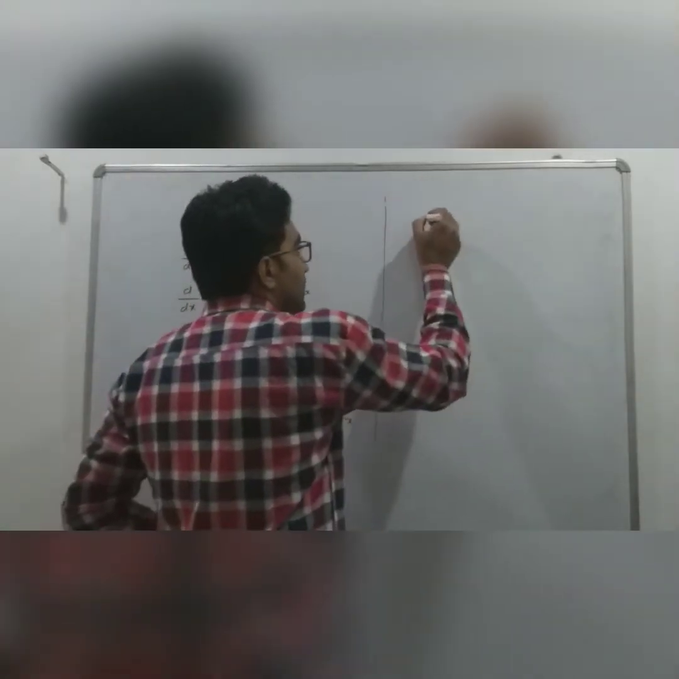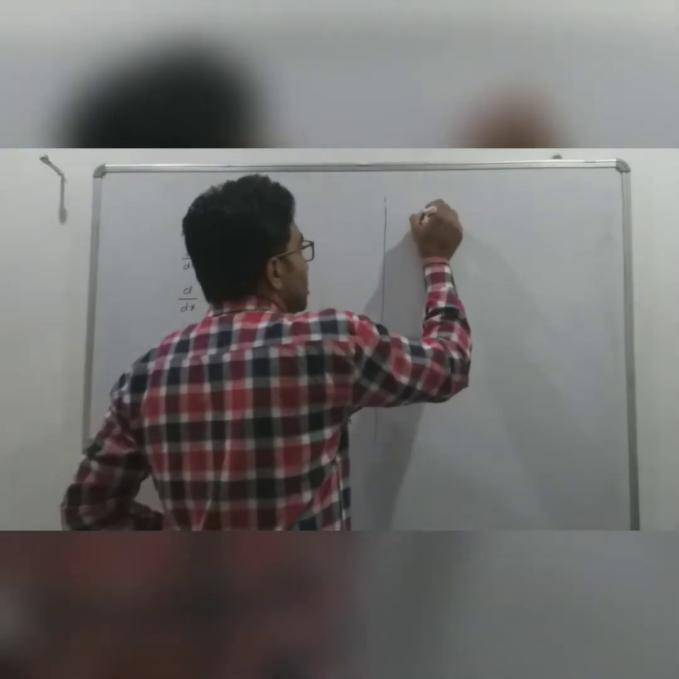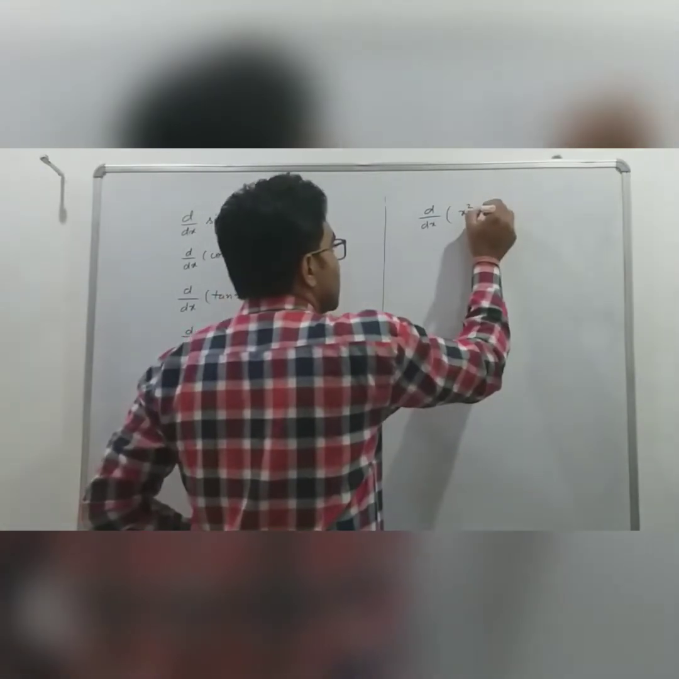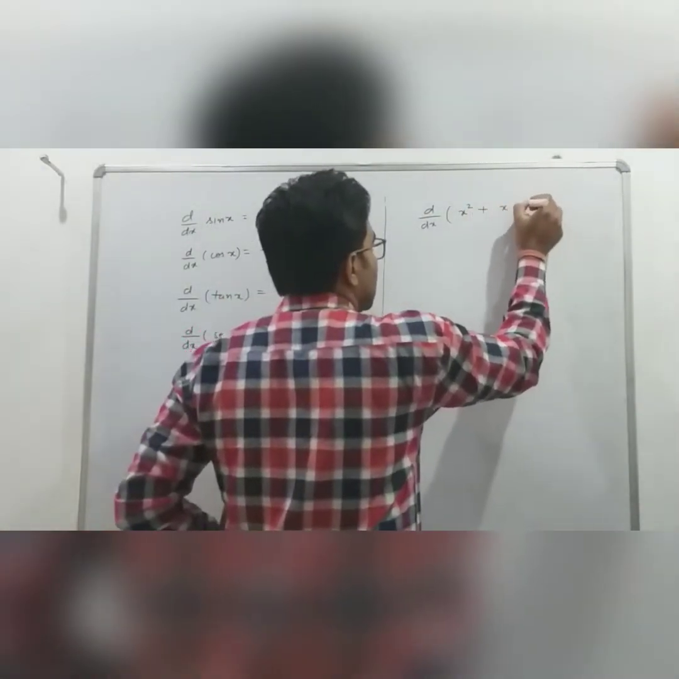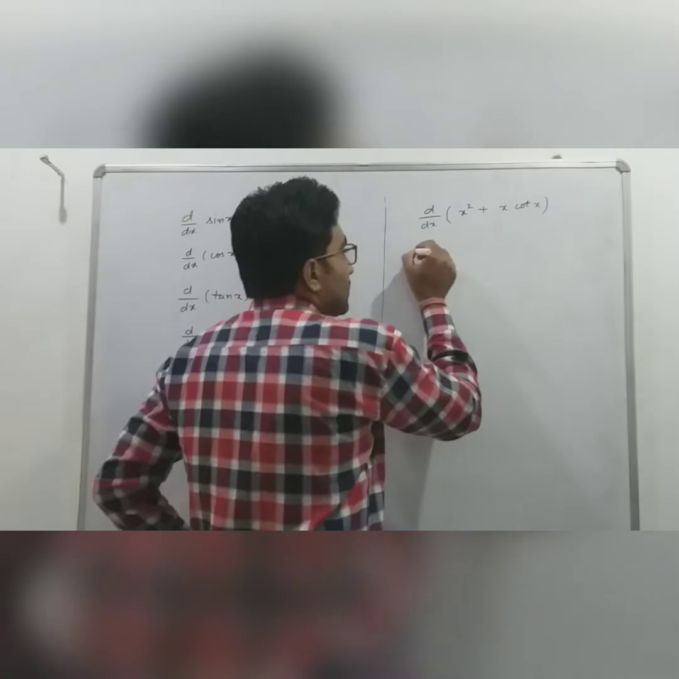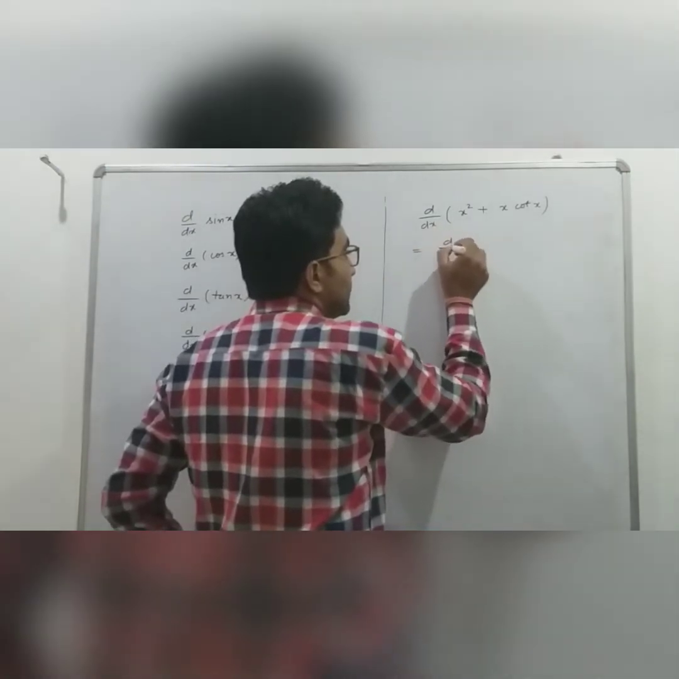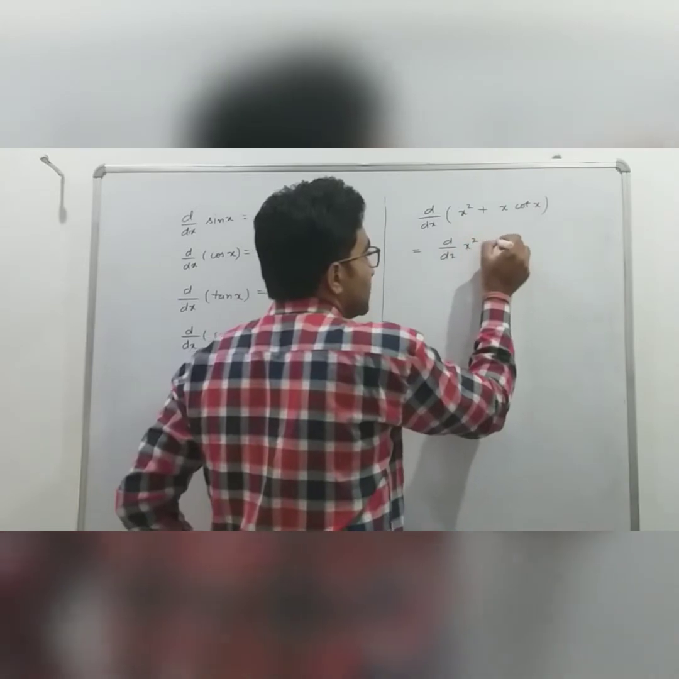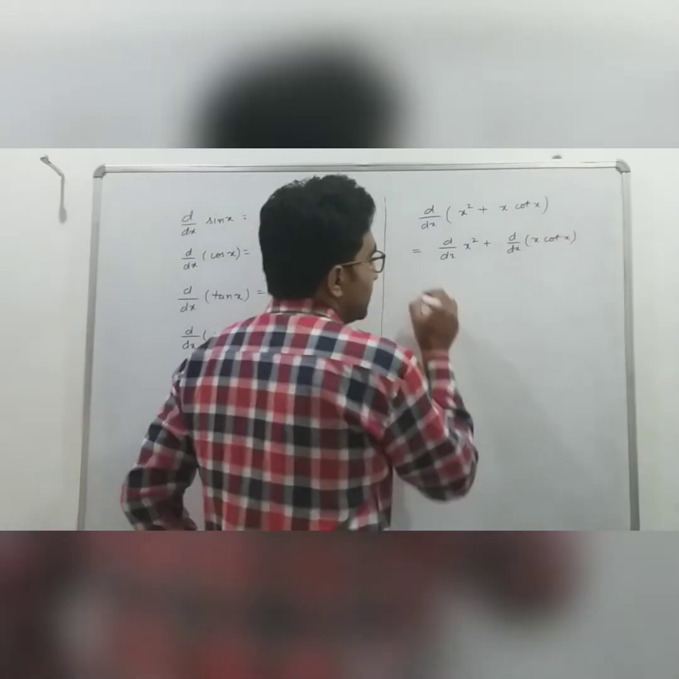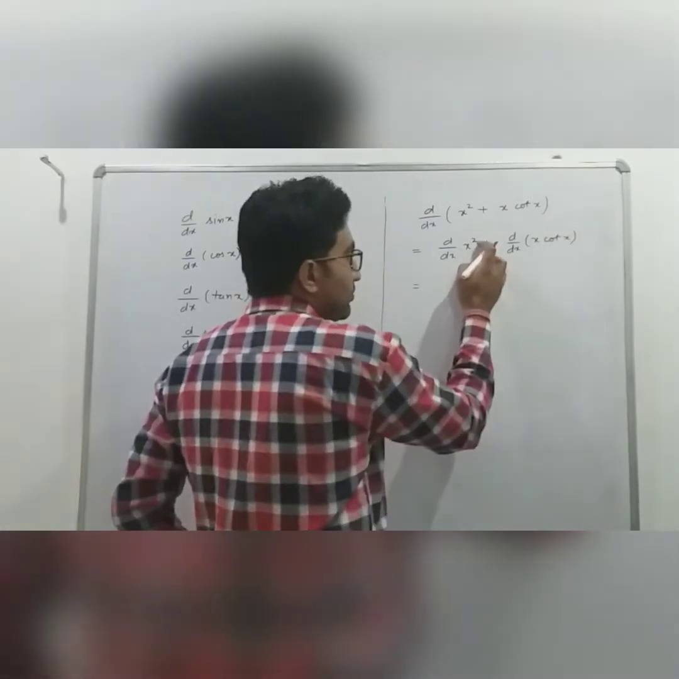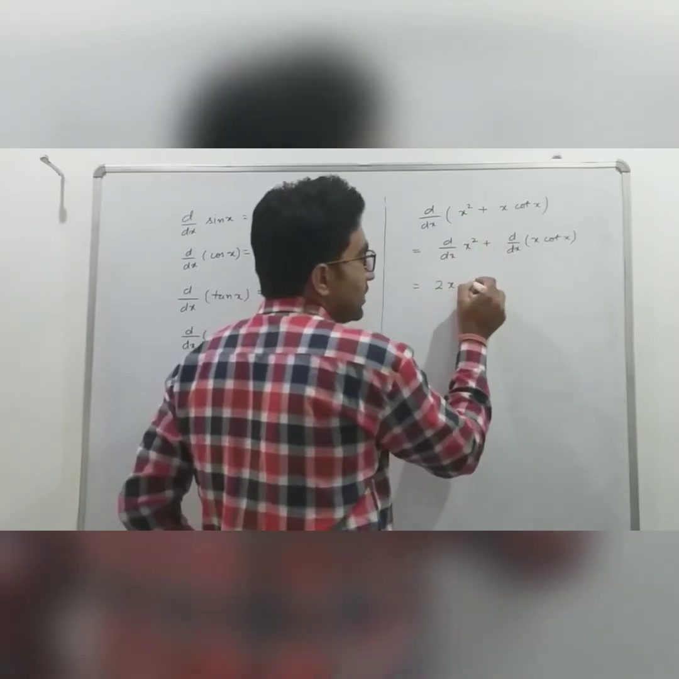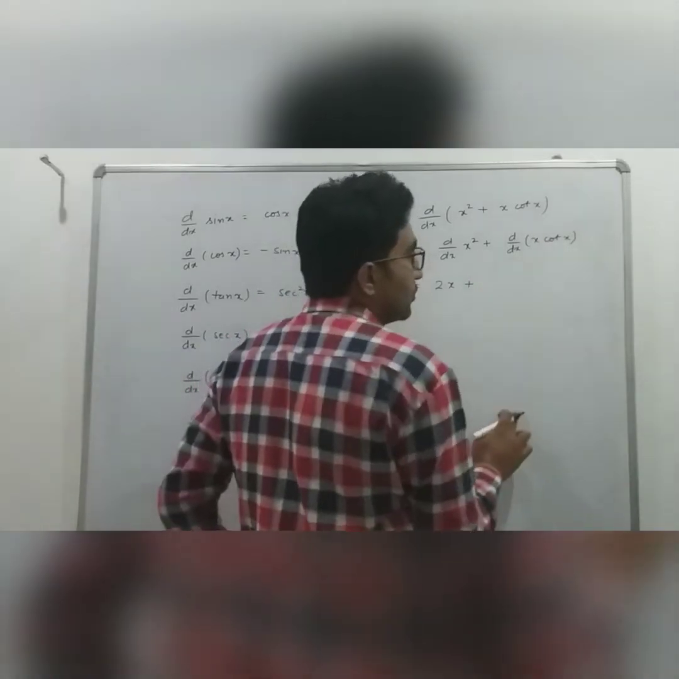Suppose we have to find the differentiation of a polynomial, dy dx of x square plus x cot of x. Then it will be equal to, take the differentiation of separate terms one by one. dy dx of x square plus dy dx of x cot of x. Differentiation of x square: power comes forward, 2x, and the power is reduced by 1, 2 minus 1 is equal to 1, plus dy dx of x cot of x.